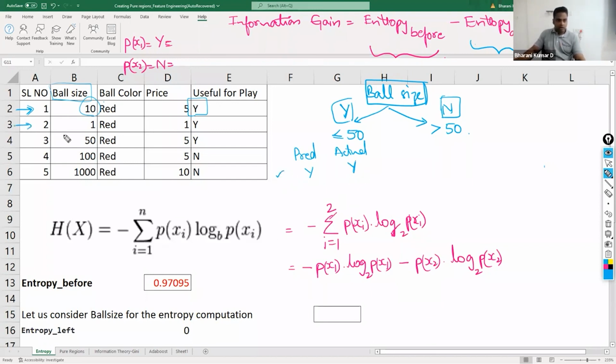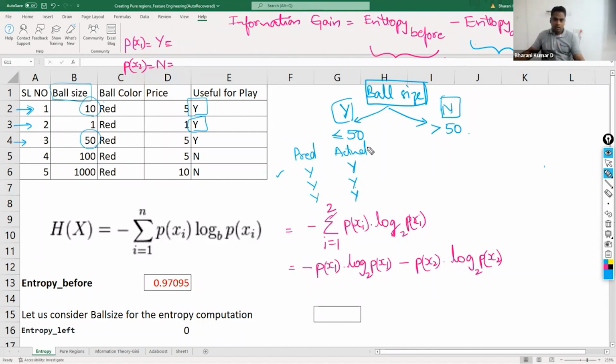Okay, let's go to the second. 1. Is 1 greater than 50? No. Is it less than or equal to 50? Yes. Less than or equal to 50 means the predicted value will be yes. And what does the actual value here say? Yes. Now, we'll go to the third rule. We have a value called 50. Is 50 greater than 50? No. Is it less than or equal to 50? Yes. So the predicted value says yes. The actual value also says yes.